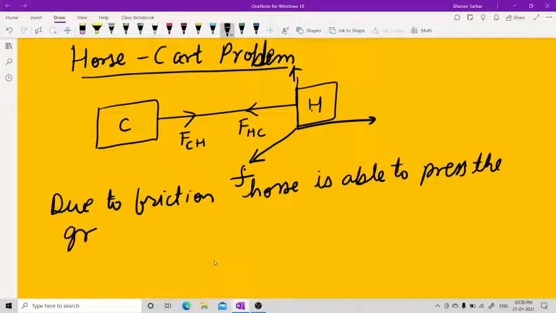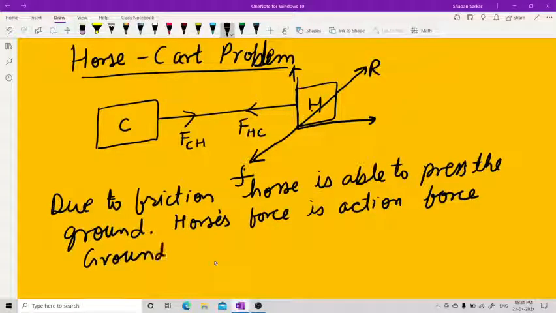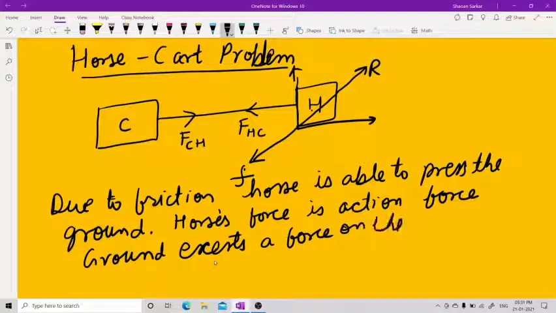Now the ground gives a reaction. This is the reaction force of the ground. Now this horse who is pressing the ground, the horse's force is the action force. And the ground exerts a force on the horse, which is the reaction force, the reaction R.